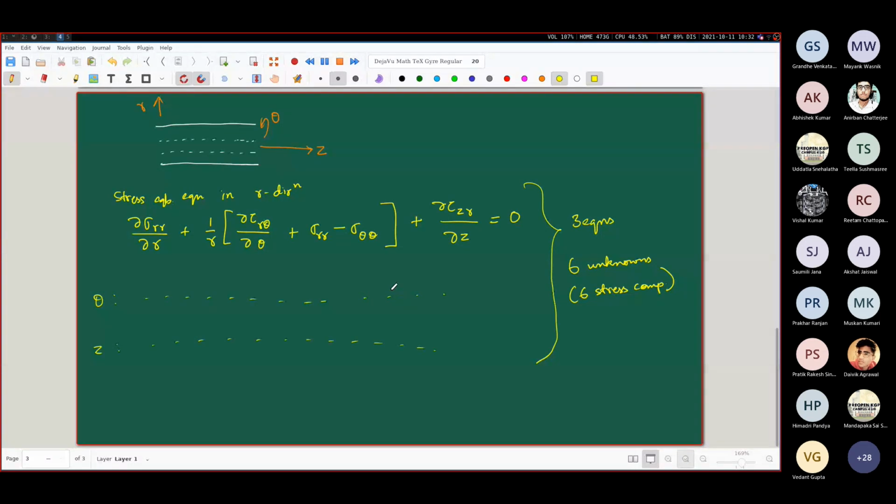So what can we do? We have to bring in more equations. So what more equations do you know? Tell me all the equations that you know in the context that you have been learning in solid mechanics.